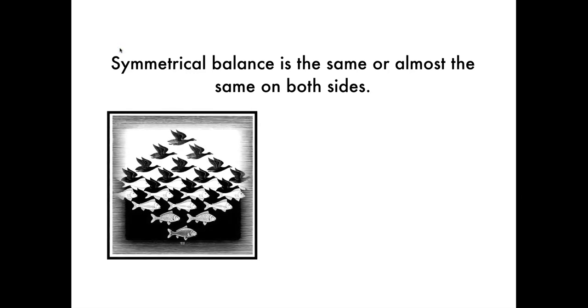We know, like I said, that symmetrical balance is the same or almost the same on both sides. As we look at this illustration or drawing of these fish and birds, if we would draw a line down the center, it would not exactly line up because the fins are on one side and the heads of the fish are on the other. However, it's very similar. So what elements of design are being placed here to make it symmetrical?